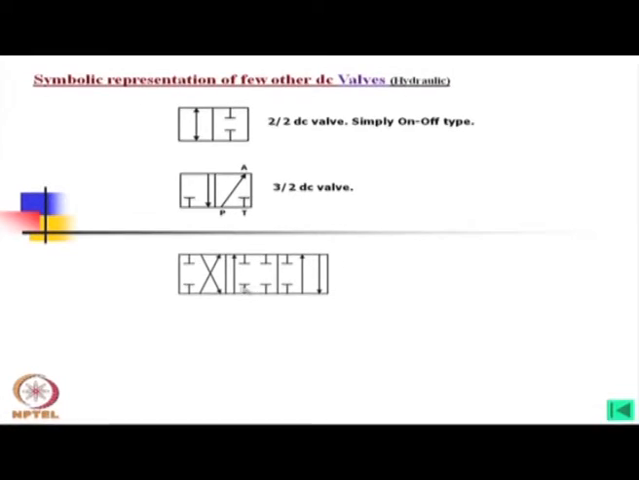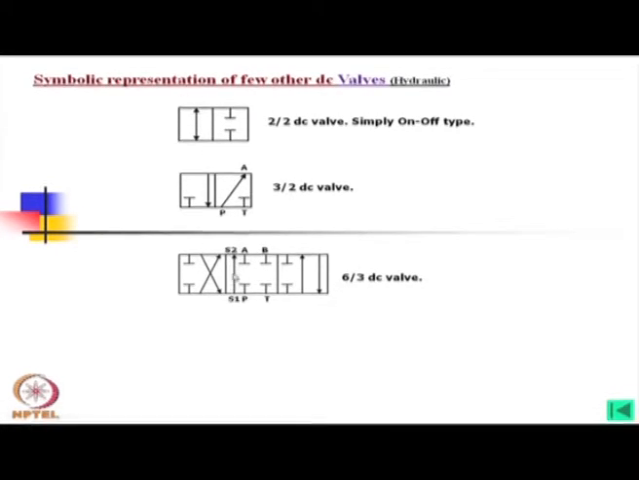Now, looking at this, what should be the name of this one? This is also a directional control valve. Definitely there are 3 positions, but how many ports are there? 6 ports are there. So, the name of this valve is 6 by 3 DC valve. Now, it is in neutral position.